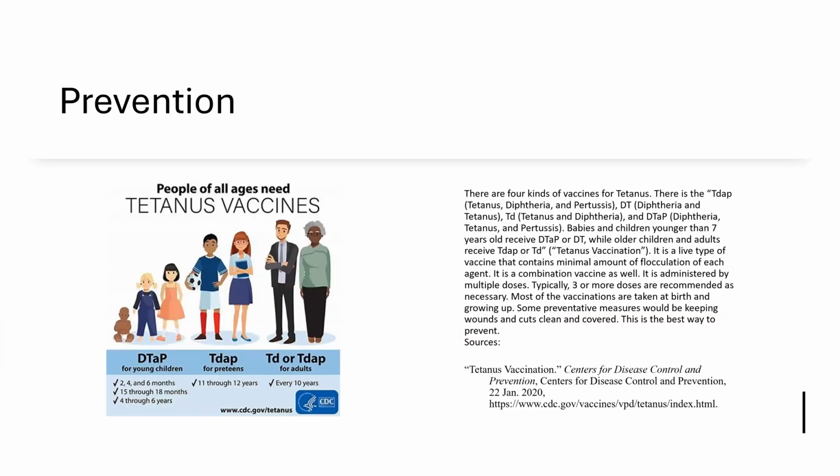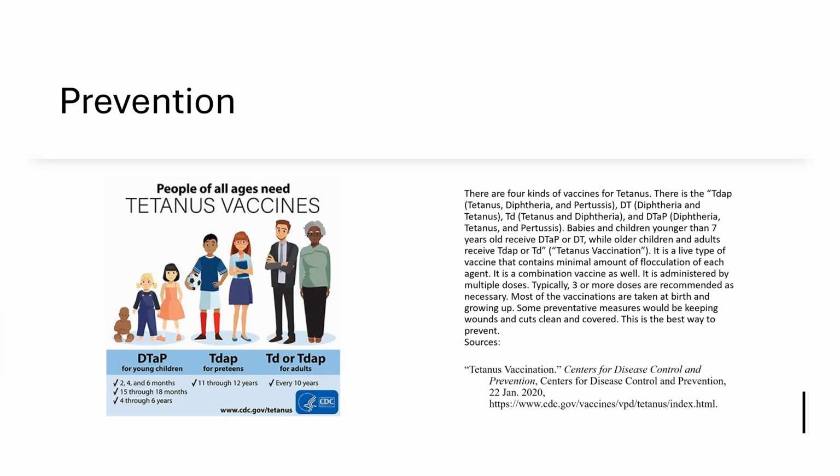Prevention. There are 4 kinds of vaccines for tetanus. There is Tdap, DT, Td, and DTaP. The most common ones that we hear are the DTaP for younger children or the Tdap for adults. Babies and children younger than 7 often receive the DTaP or DT, whereas, like I said, the adults receive either Tdap or Td.